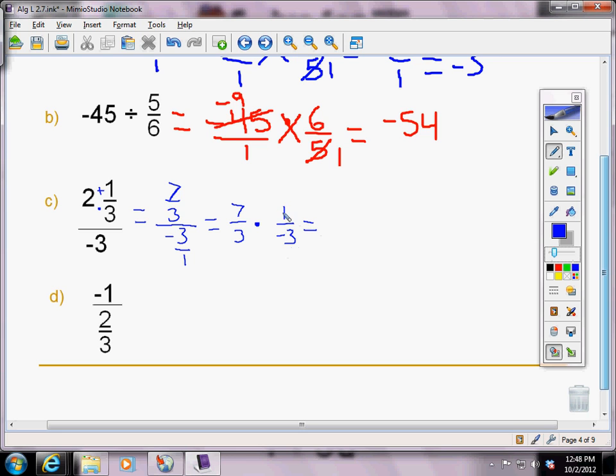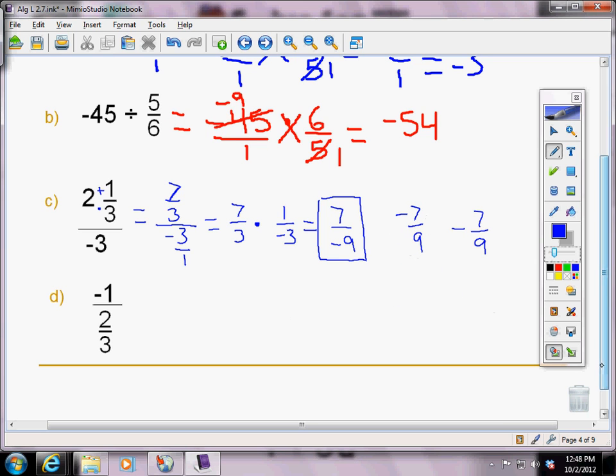By doing that, we can go 7 times 1 and get 7, 3 times a negative 3 and get a negative 9. Can we reduce that at all? No. So that's our answer. That negative doesn't matter where you put it. You could have a negative 7/9 here or a negative 7 over 9, just as long as this fraction is negative.